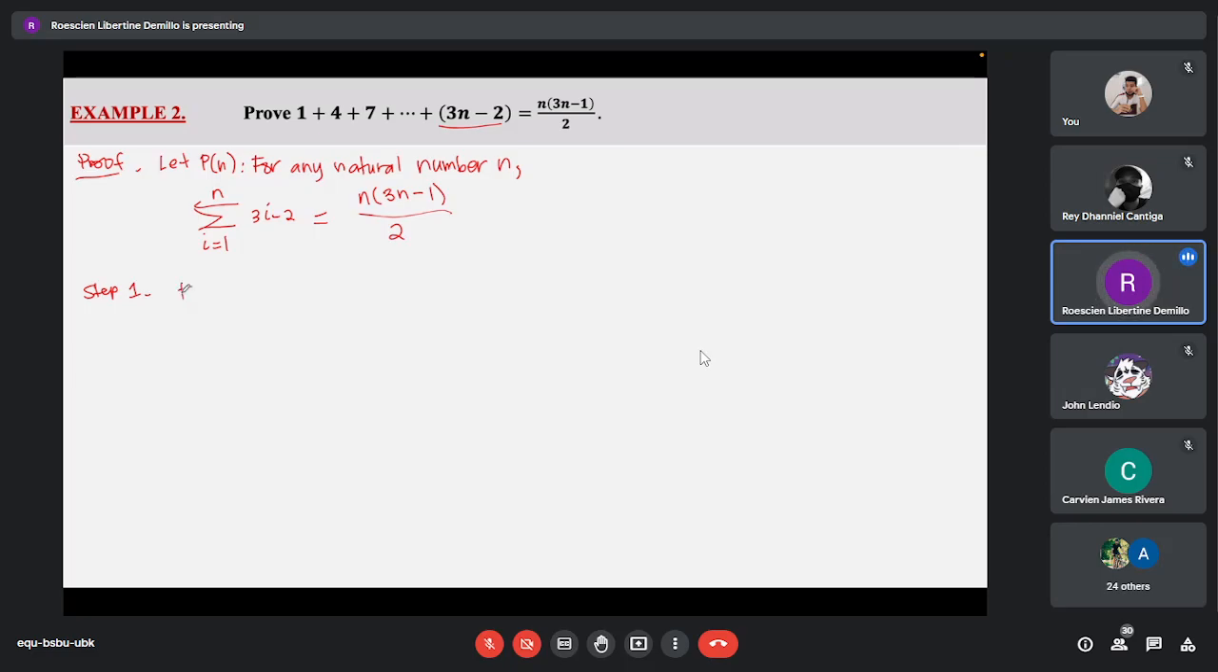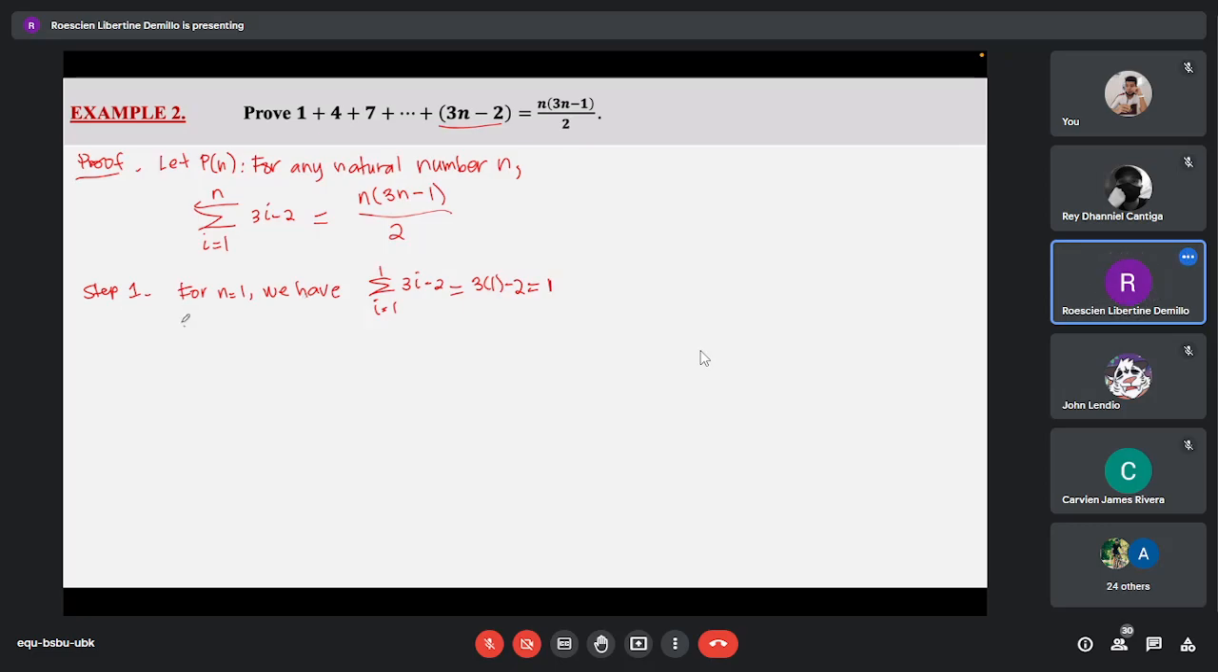Now for n equals 1, we have the summation of 3i minus 2 from 1 to 1. Alright? Again, our n is equal to 1, so the n on top, we just replace it with 1. Now, if we substitute 1 for i, it becomes 3 times 1 minus 2. And 3 times 1 is 3. And 3 minus 2 is just equal to 1. Right.